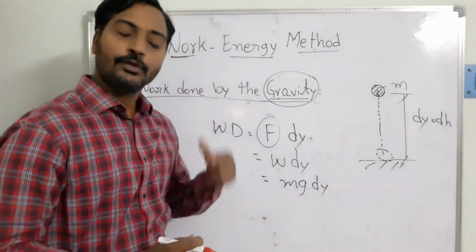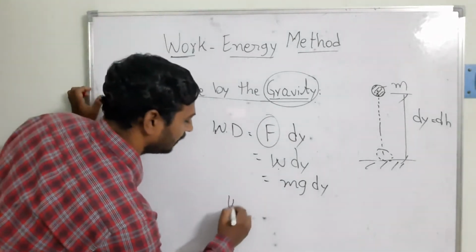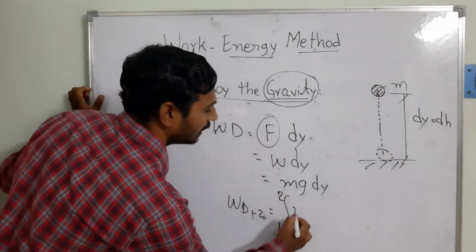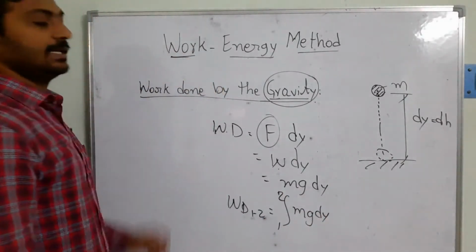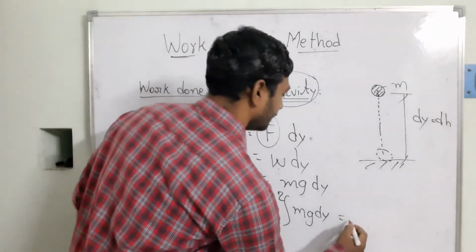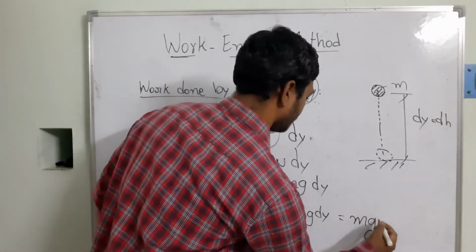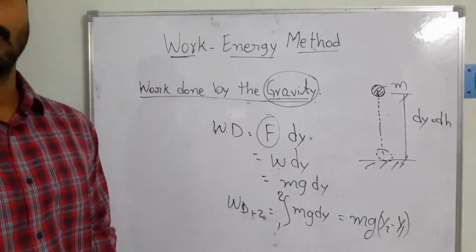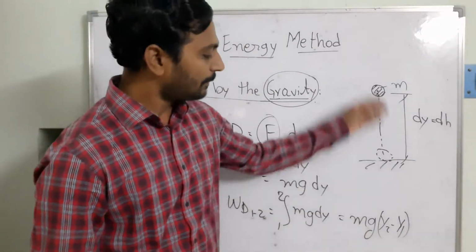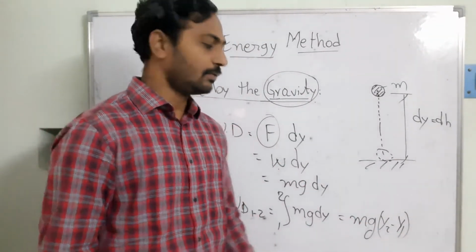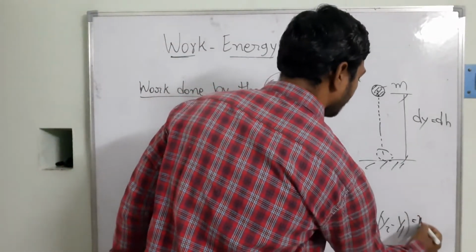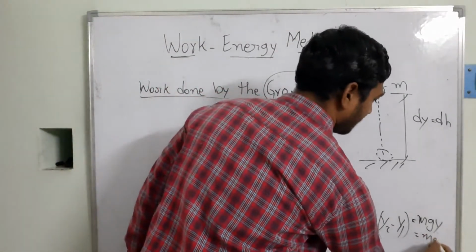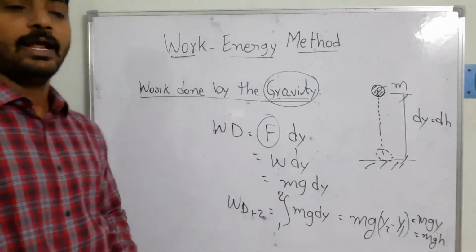To calculate the total work done by the gravitational force, work done from 1 to 2 is equal to the integral from 1 to 2 of mg dy. Finally I get mg times (y2 minus y1). Right? On this basis we calculate. Sometimes if one parameter, y2 or y1, is 0, the equation simplifies to mgy, and the same equation can be written as mgh also.